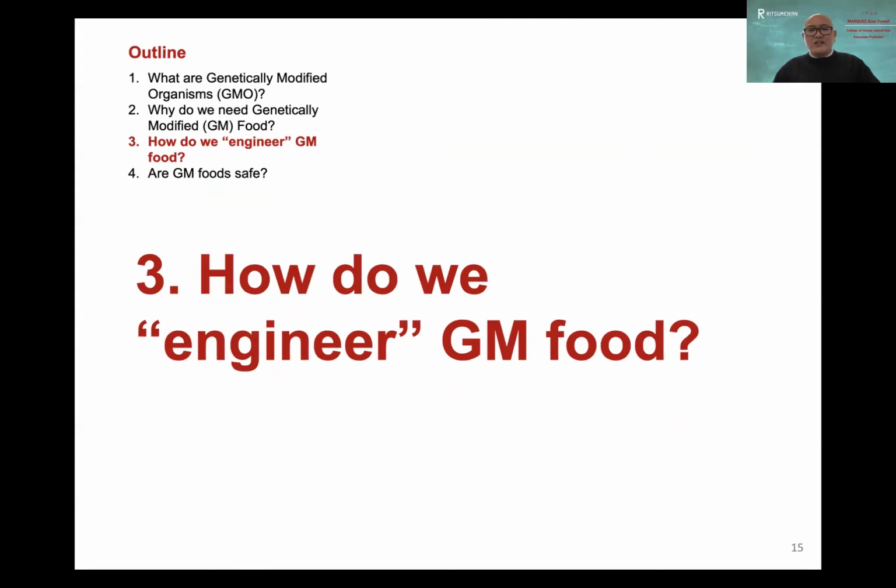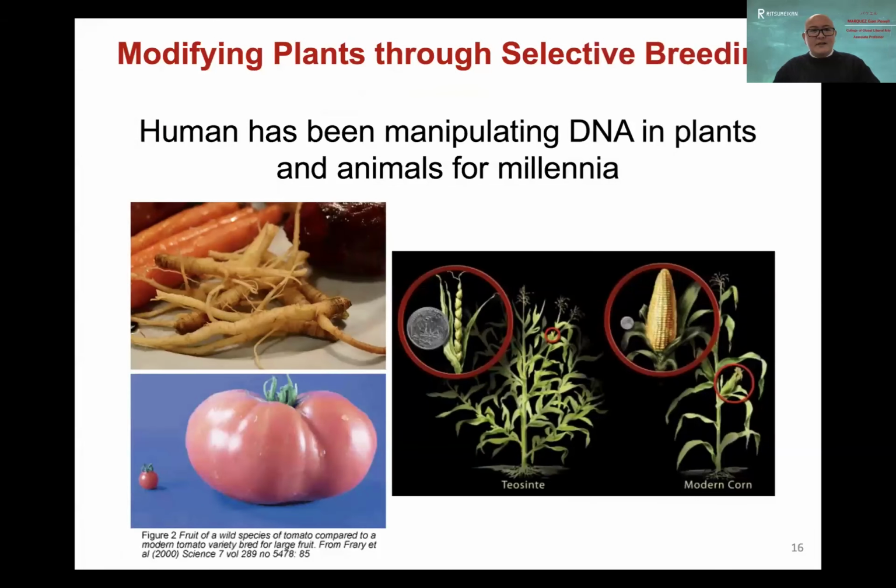Now, how do we engineer GM food? Just to give a quick background about modifying plants through selective breeding, because we have been modifying plants and organisms since ancient civilization. So the farmers, as you can see, through selective breeding, were modifying these different plants. For example, this is the carrot here. This is the first corn, and this is the first tomato.